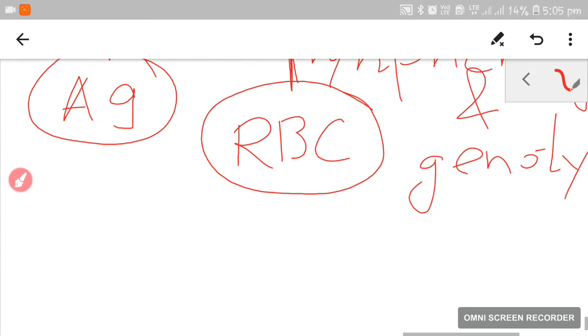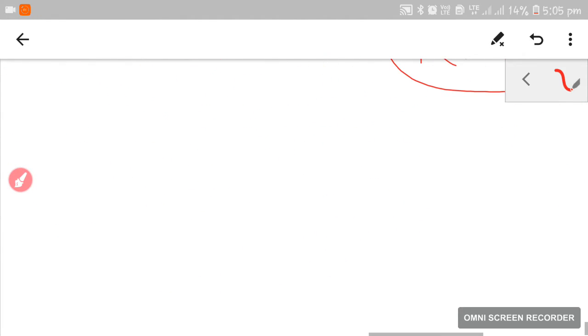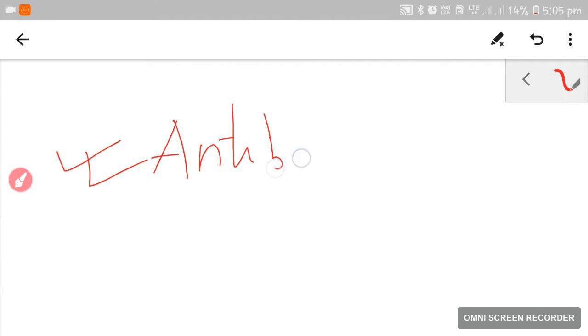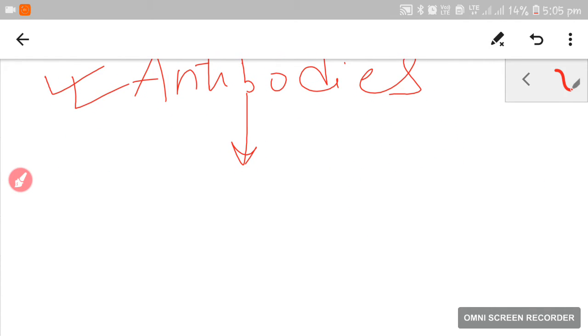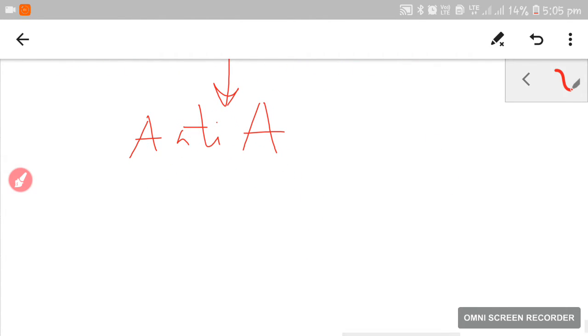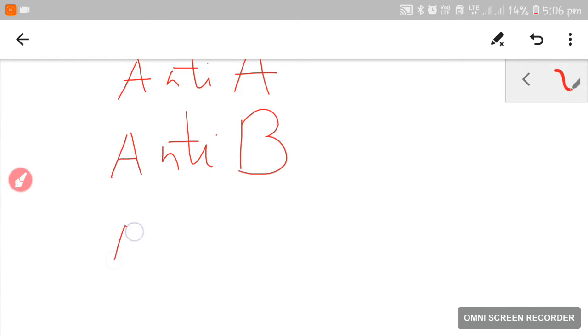So these people will have the following properties. Number one, they will have antibodies in their circulation. Which antibodies? Since A group is absent, they will have anti-A antibodies. Since B group is absent, they will have anti-B antibodies. Since H is absent, they will also have anti-H antibodies in the circulation.